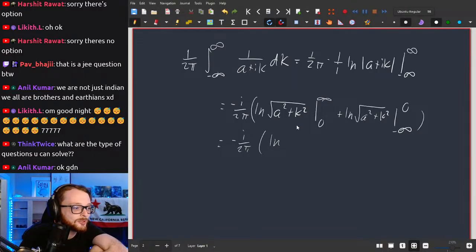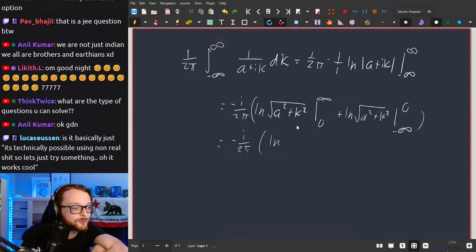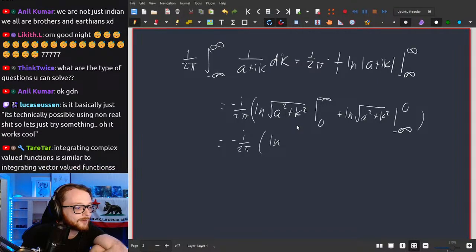I generally can't do JEE questions. I don't know if that's an exam that you're studying for or not, but in general, I have a bachelor's in applied math. I can do undergraduate math and below, best at calculus and below, I guess. Integrating complex valued functions is similar to integrating complex vector valued functions. I guess that makes sense.